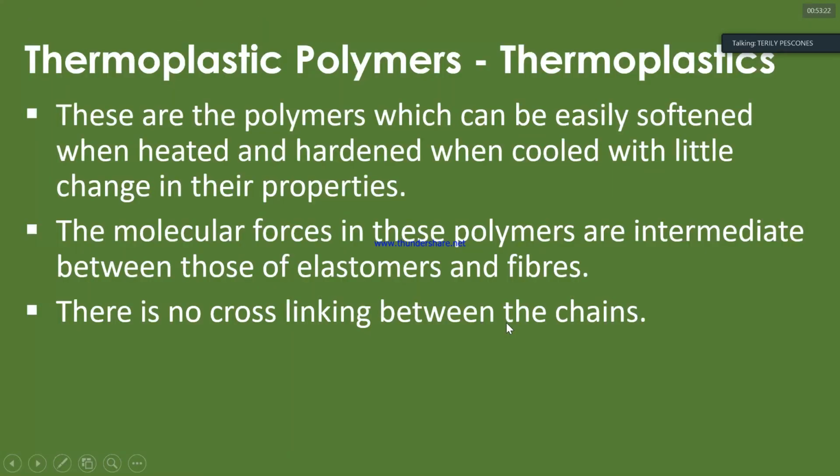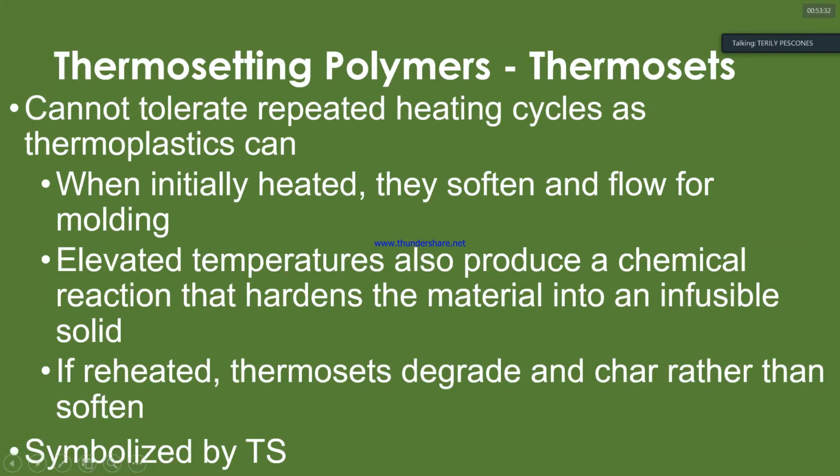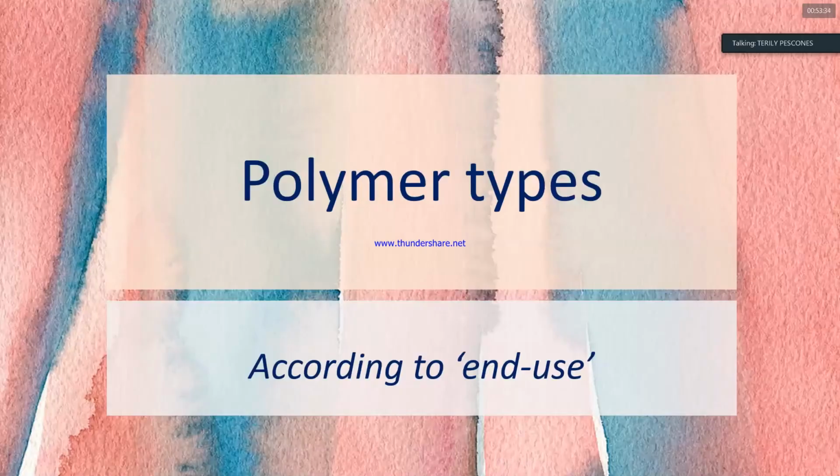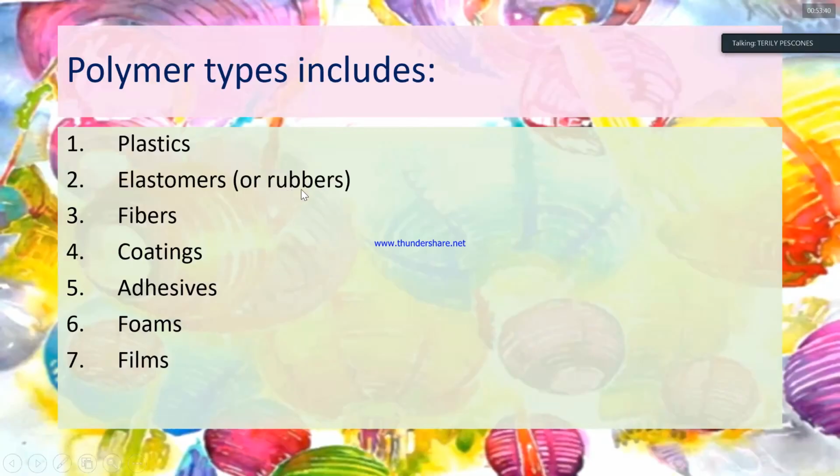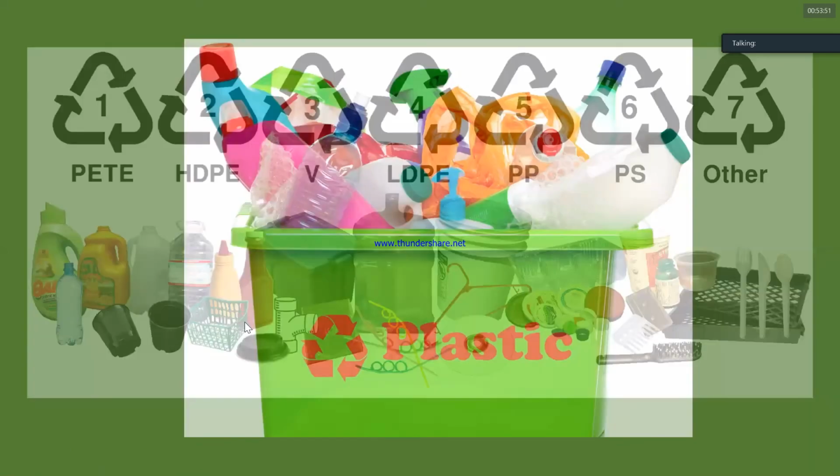So, thermoplastic. Okay, thermosetting. So, we're done with this. Polymer types according to end use. Kung paano siya nagagamit. So, we have the plastics, elastomers or rubbers. We have fibers. Ito yung mga silk natin. Okay, then coatings, adhesives, foams, and films. Ayan.